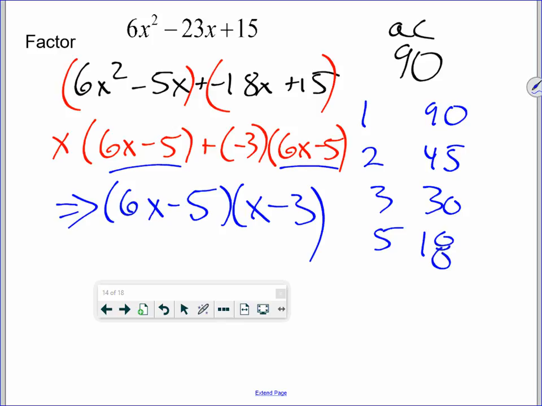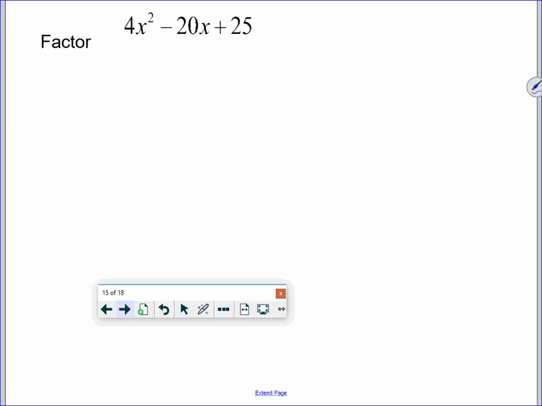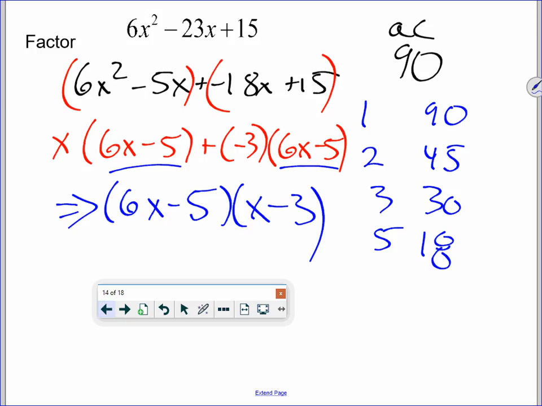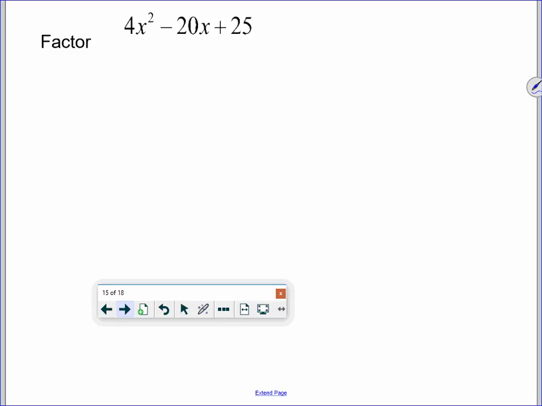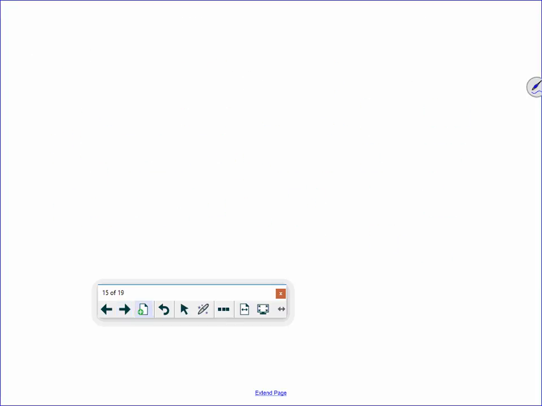Sorry for the confusion. Let's go on to the next one. Here we go. So as we move ahead, oh, did I skip one? I think I skipped one. There is a problem missing. Sorry, let's go ahead and put it in.